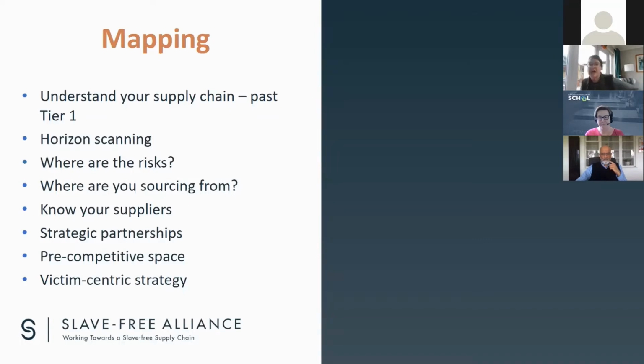Raise the awareness and acknowledge that this is a pre-competitive space. Think about how you engage and create those transparent cultures and create trust. Create the awareness that there is a risk associated with the lack of transparency, and absolutely commercially sensitive information is to be kept confidential. That's why we call it a pre-competitive space. And once mapping's complete, ensure your due diligence strategy is victim-centric and victim-focused.